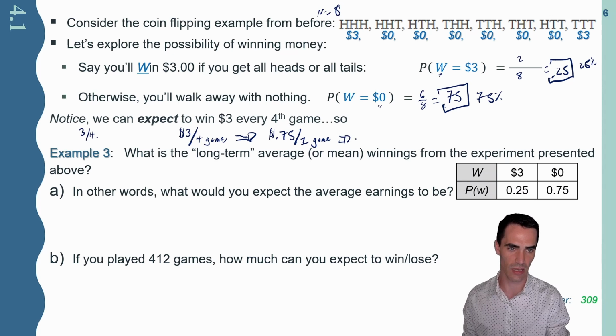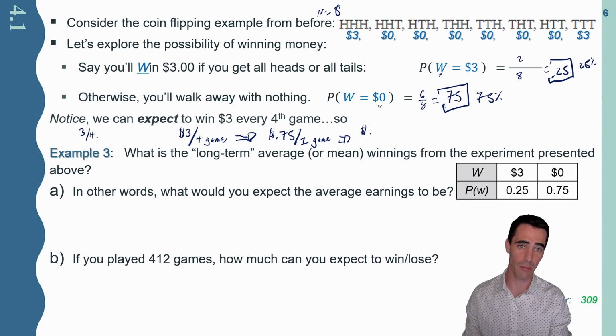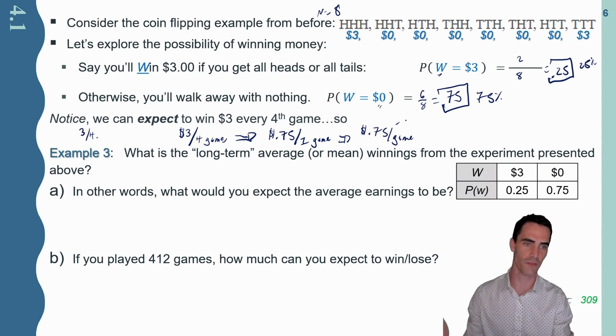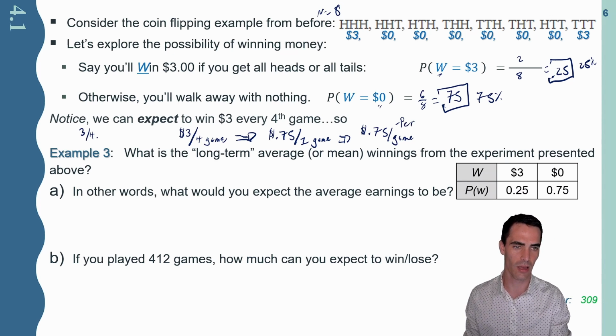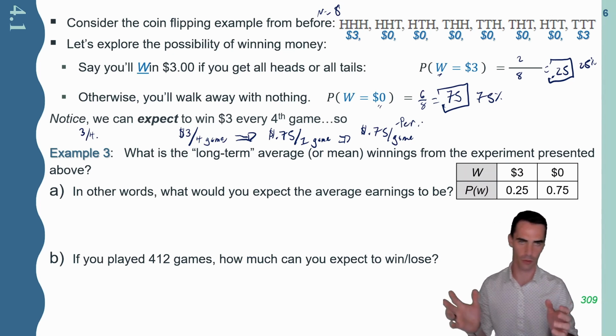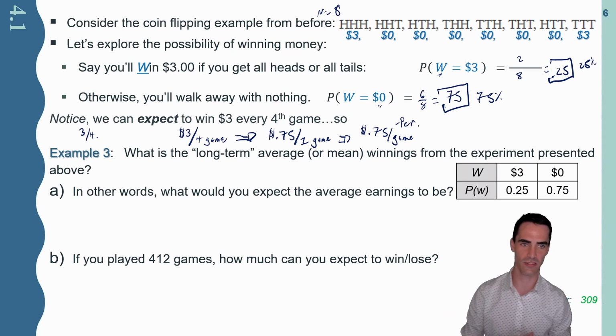And so let me write this then. What do I expect is going to happen? Well, I expect for every game I play to make $0.75 or 75 cents per game. Oftentimes, especially if you're in a physics class or what have you, anytime you see a fraction, you think of that as per. How many times does it happen per game? 75 cents. So how do we relate that to these probability distributions? How can we think about this?